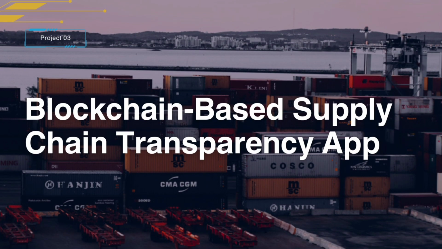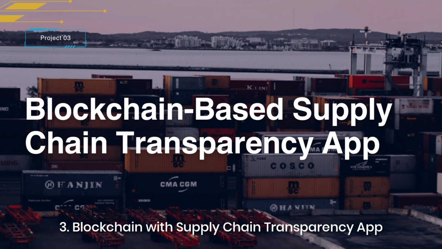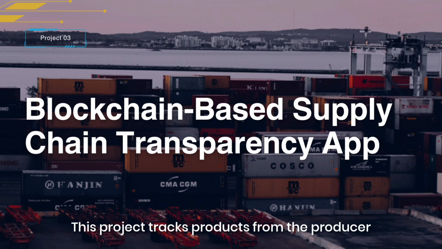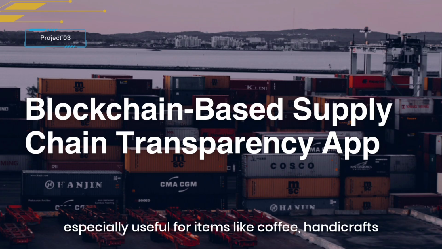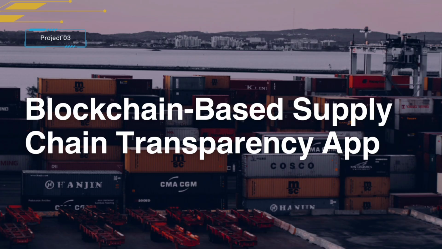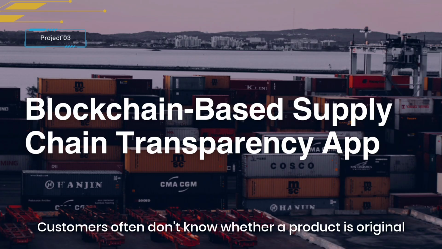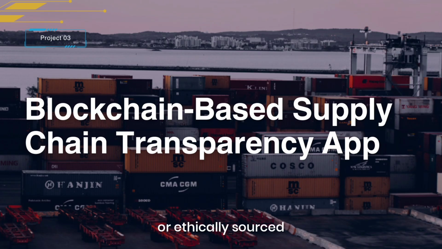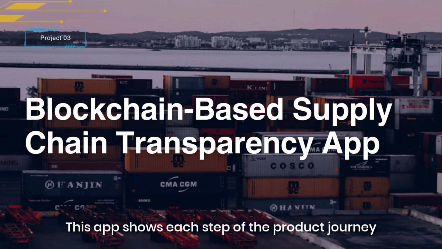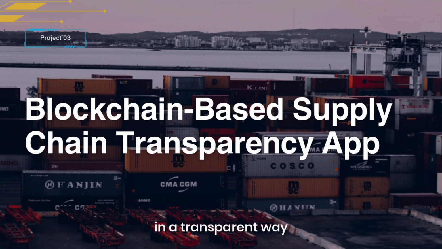Project number 3 is blockchain-based supply chain transparency app. This project tracks products from the producer to the final customer, especially useful for items like coffee, handicrafts or original goods. Customers often don't know whether a product is original or ethically sourced. This app shows each step of the product journey in a transparent way.